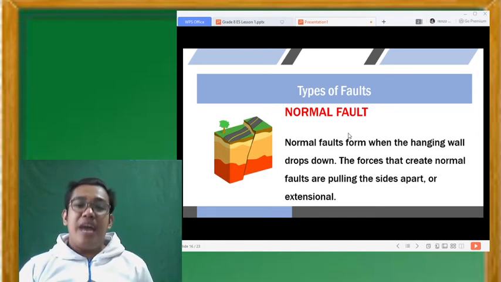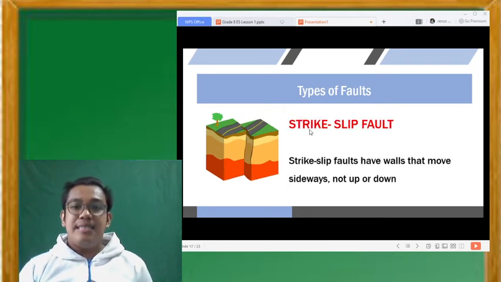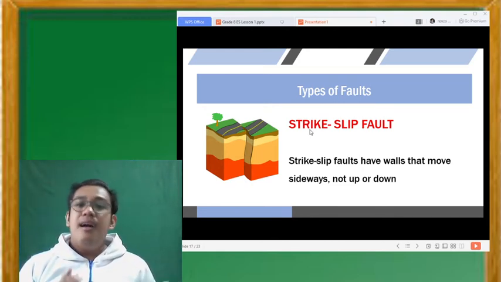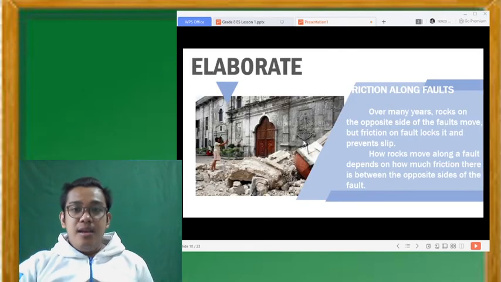So we have an additional type of fault, which is the strike-slip fault. Strike-slip faults have walls that move sideways, not up or down. All right, not up or down. That is, they move sideways.